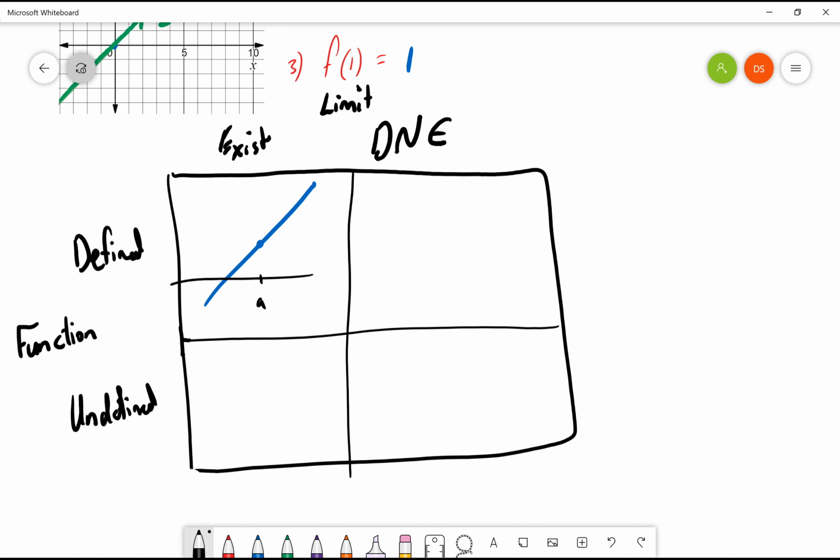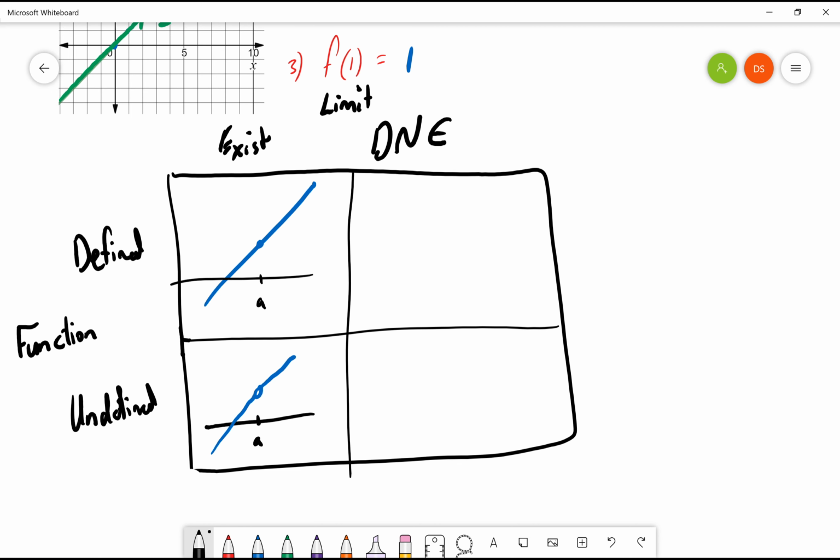What about where the function is undefined but the limit exists? Well, that's our second example. So once again at A, our function is undefined, but our limit exists.